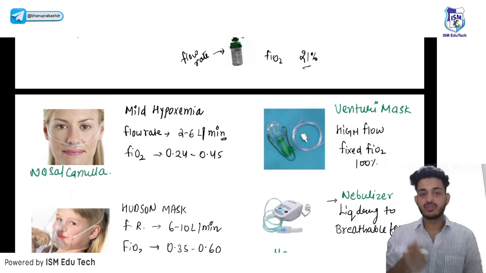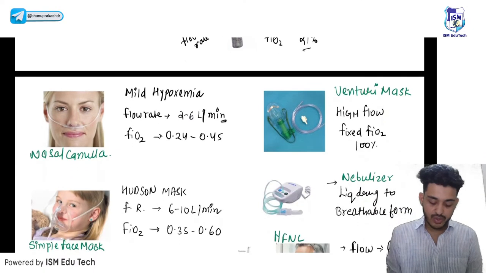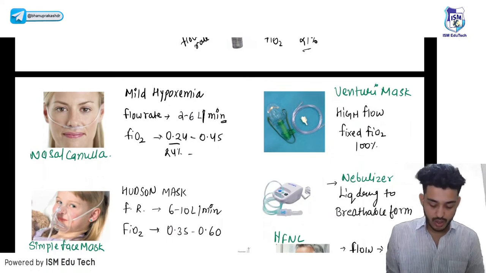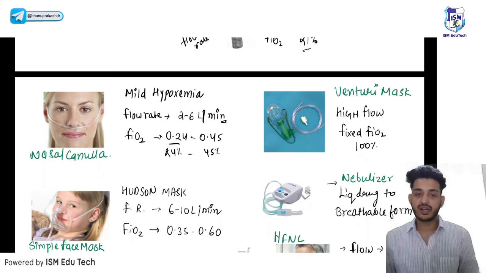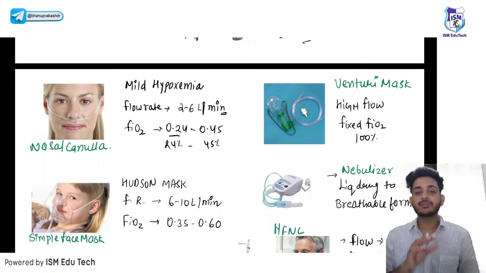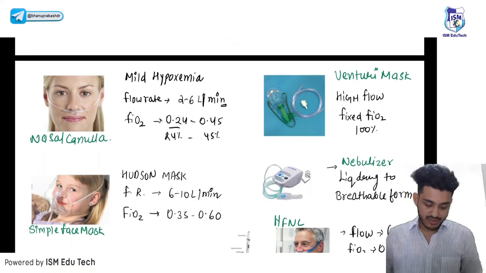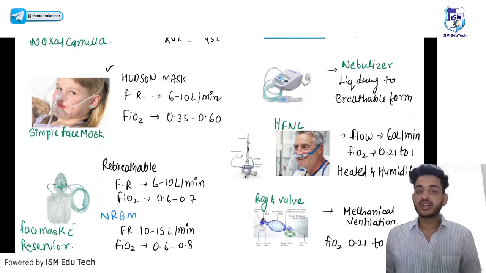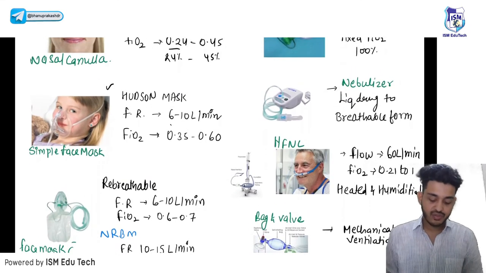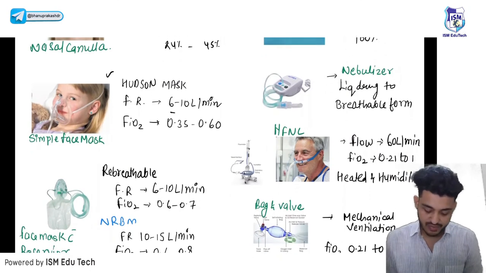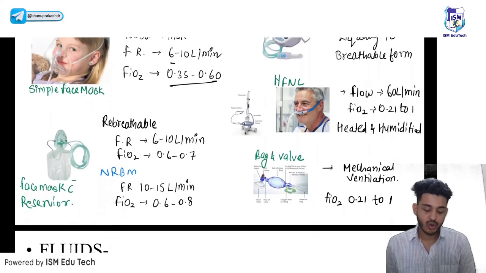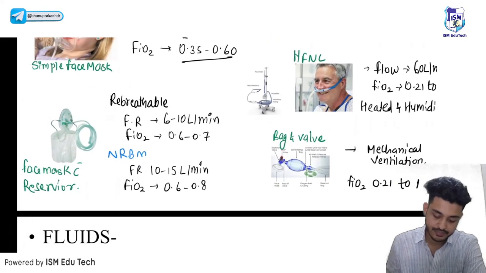I will open that 1 to 6 or 2 to 6 liters. The FiO2 will be 24%, remember like that, 24% oxygen out of 100, up to 45% oxygen out of 100%. Out of the whole gas, 45% will be the oxygen. That will be your FiO2. Second thing, this is your simple face mask. You need to identify the mask. Here the flow rate will be 6 to 10 liters per minute and the FiO2 will be 0.35 to 60%.